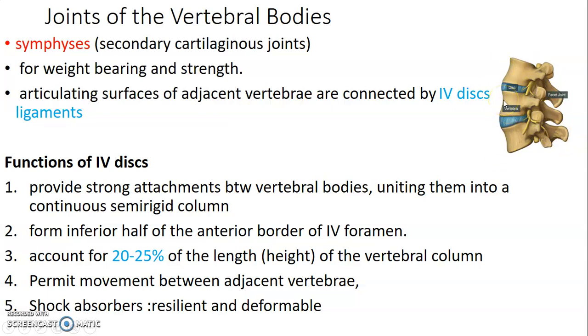Then they form the inferior half of the anterior border of the intervertebral foramen. So this is your intervertebral foramen. The superior half is formed by the vertebral body, but the inferior half of the anterior border is formed by the intervertebral disc. The IV discs account for 20 to 25% of the length of the vertebral column, and they permit movement of adjacent vertebrae. They also act as shock absorbers because they are deformable and resilient.